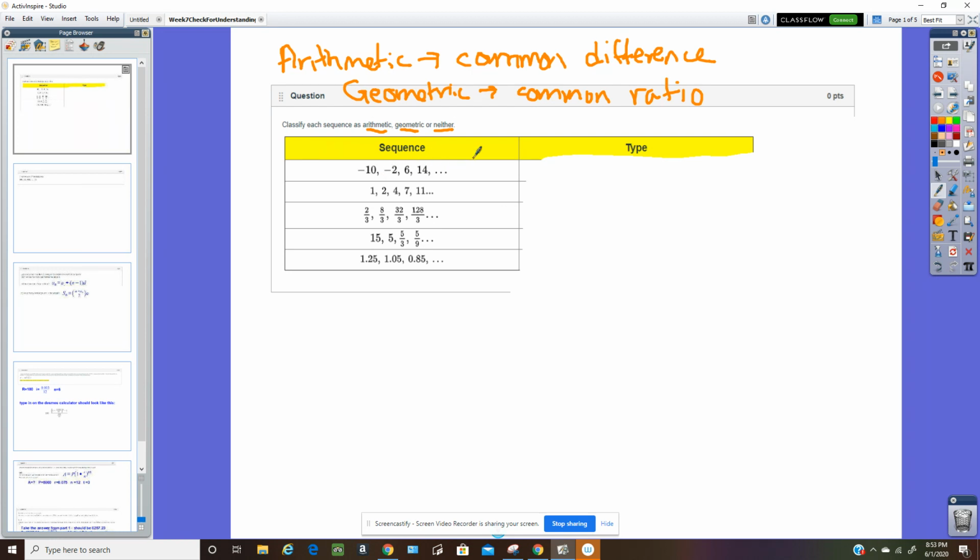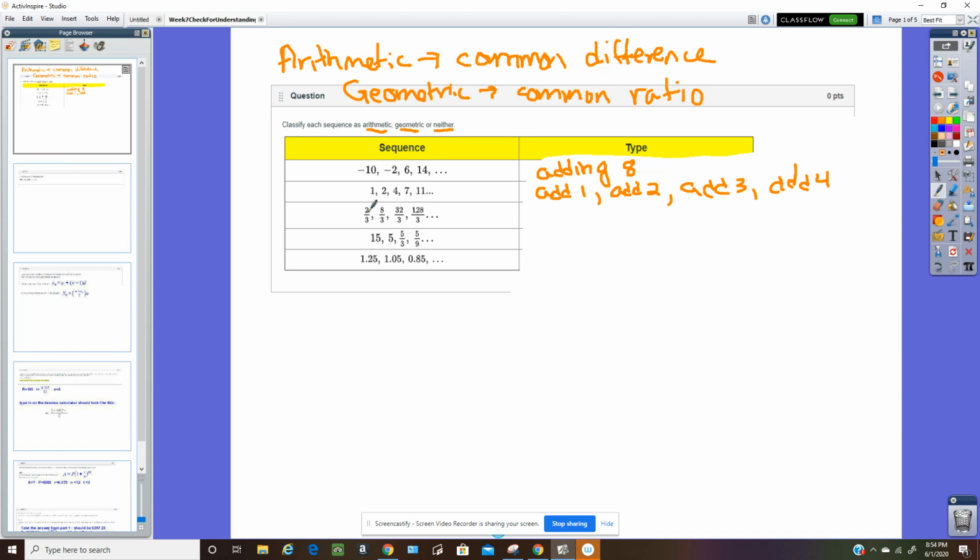So this first one, you're adding 8 to each term. So pick that. This one, you're adding 1 and then add 2. Then add 3. Add 4. And so on. So is that your arithmetic, geometric, or neither?